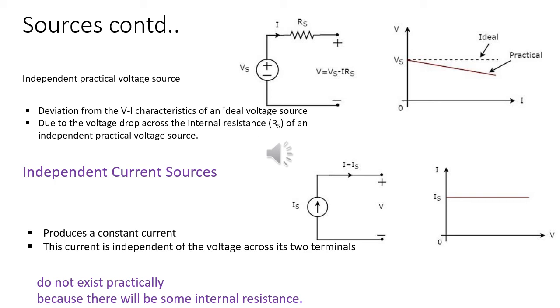So if there is some finite internal resistance for this current source, the characteristic curve won't be like this. It will again be a straight line which will have a slope. Let us see that case in the next slide.